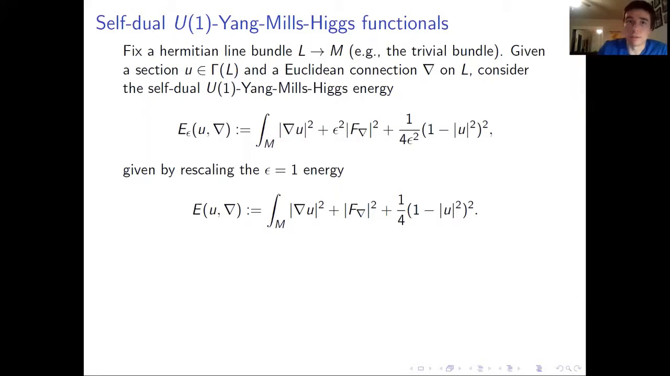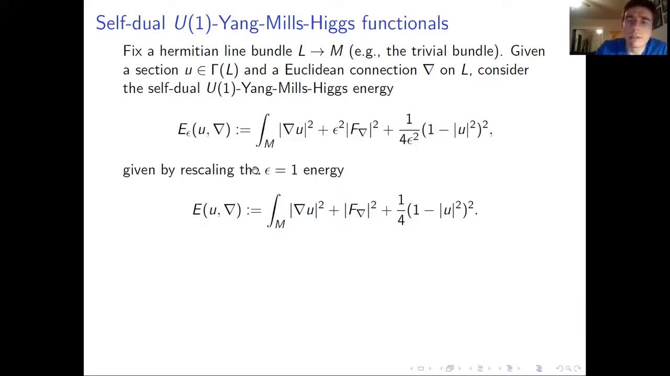So now we can introduce our functionals. Given a Hermitian line bundle over some manifold M, given a section of that bundle and a Hermitian connection nabla, we can consider the self-dual U(1) Yang-Mills-Higgs energy for some parameter epsilon. It's going to be the following. We have the Dirichlet energy of that section measured with respect to our variable chosen connection nabla, plus epsilon squared times the curvature squared of that connection, plus this potential, which looks just like what we had before, 1 over 4 epsilon squared times (1 minus norm u squared) squared.